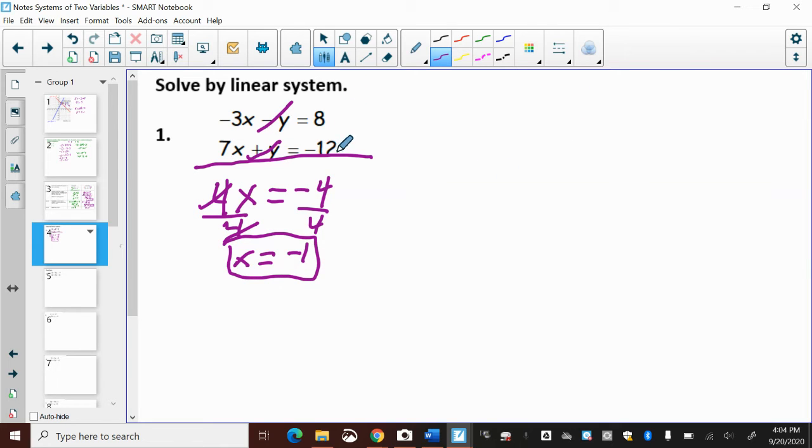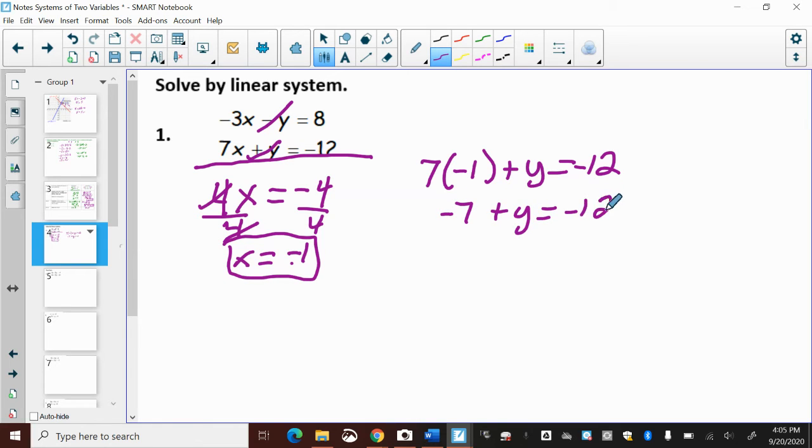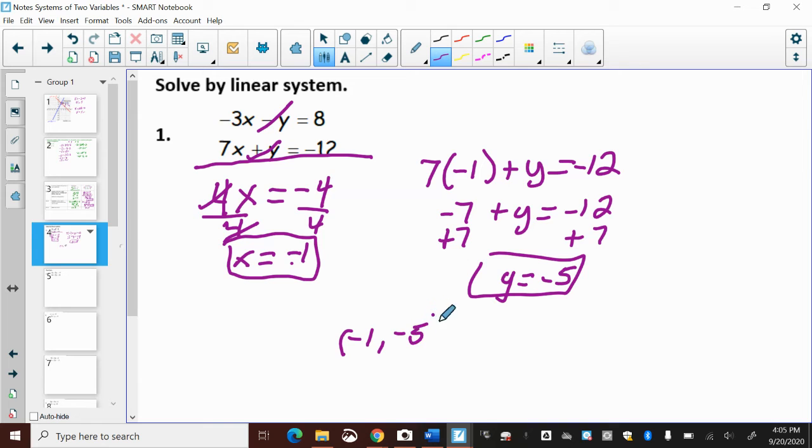Now that I know my x term, we can choose either of these two equations. I'm going to choose the bottom one this time, just so you can see that it really doesn't matter which one you pick. I'm going to substitute negative 1 in for the x because we know what x is now. I'm going to solve for y. 7 times negative 1 gets you negative 7. Adding 7 to both sides to isolate that y, and we get y is equal to negative 5. And then we just want to name our point, our solution, as negative 1, negative 5.